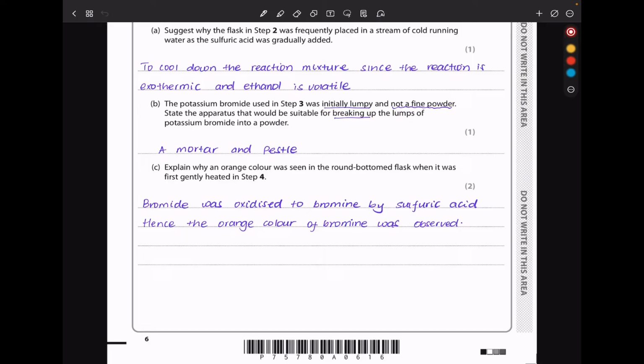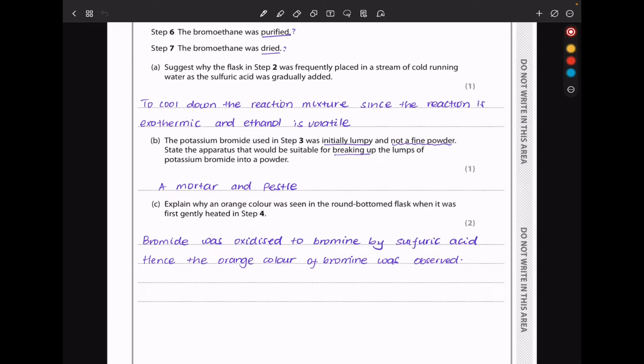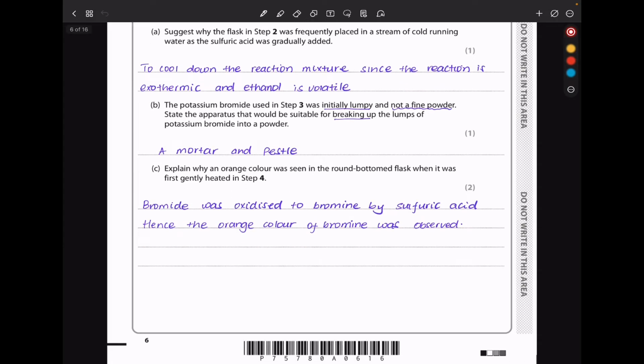In part C, they say explain why an orange color was seen in the round bottom flask when it's first gently heated in step 4. The brown color should be bromine because this is sulfuric acid and there is a bromide ion, so there is going to be oxidation of bromide to bromine. So I said bromide was oxidized to bromine by sulfuric acid, hence the orange color of bromine was observed.